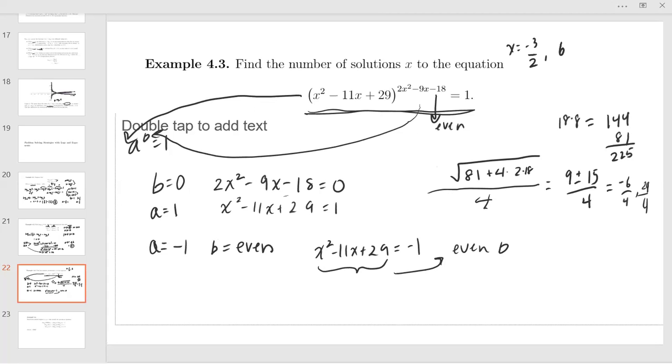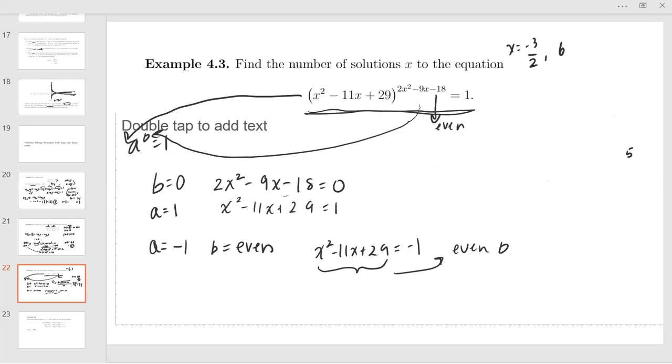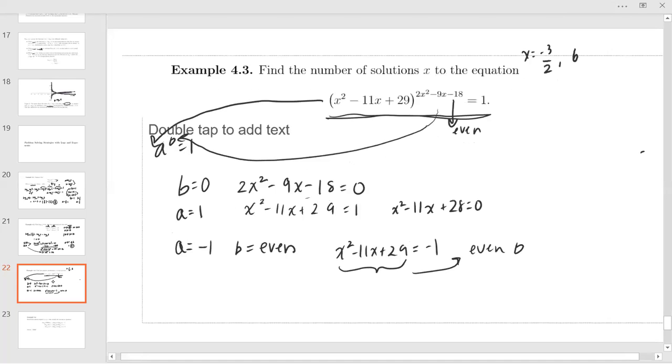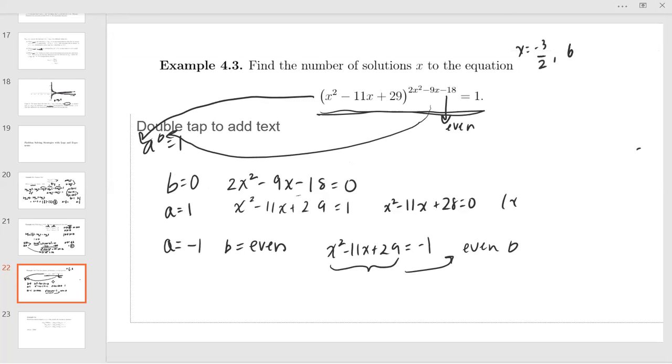Now moving on to our second case, we have another quadratic. We have x squared minus 11x plus 29 is equal to 1. And we can rewrite that as x squared minus 11x plus 28 is equal to 0. You can solve this using the quadratic formula or just factoring this as (x - 4) times (x - 7) is equal to 0, because negative 4 times negative 7 is 28 and 4 plus 7 is equal to 11. So you can just do this by writing out the factors of 28. So for this case, we have x is equal to 4 and x is equal to 7.